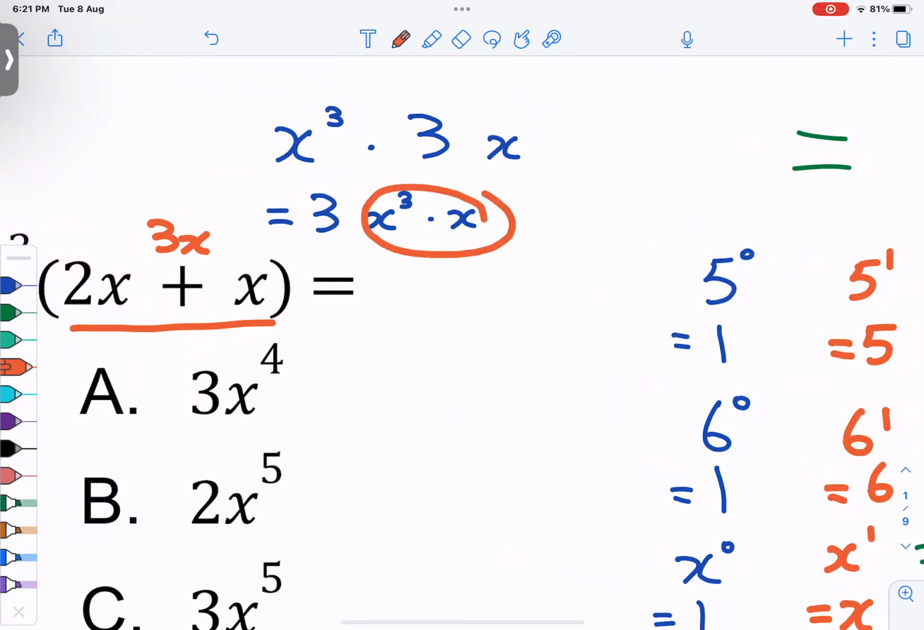So how many x's do we have in total now? 4. Yeah, so we have 3x^4. And that will be your answer.